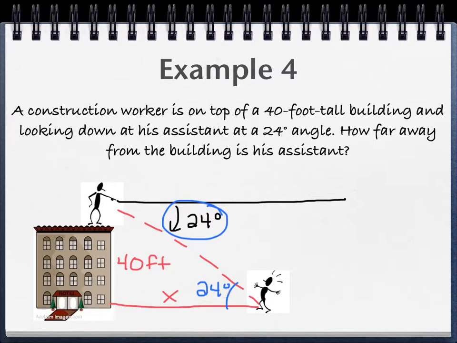So now that I've got that set up, this is actually not an inverse trig problem. And I know that because I'm not missing an angle, I'm missing a side length. Now I want to say, all right, the 40 is my opposite from the 24. My x is my adjacent, so this is again going to be a tangent problem. I would set up tangent of 24, because this time I do have my angle, is equal to 40 over x.